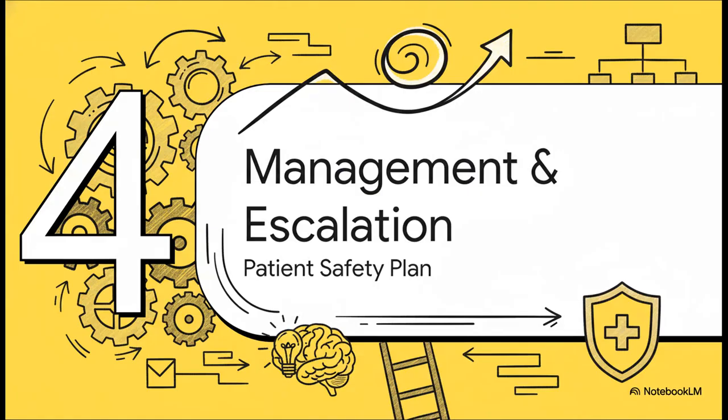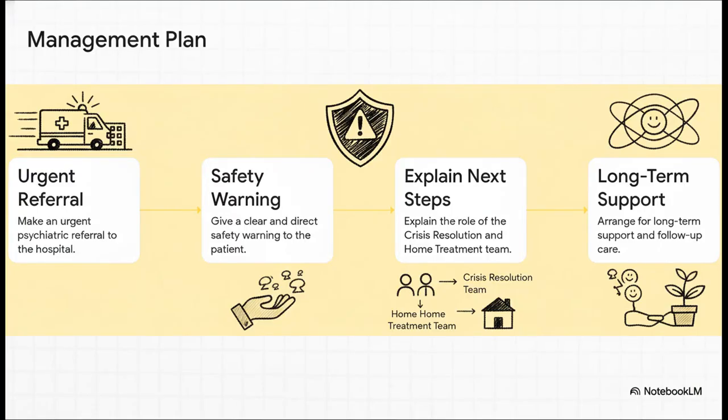That brings us to the most critical part of this whole station, your management and escalation plan. This is where you really show that you can act safely and decisively to protect your patient. Your plan needs to have 4 clear steps. Number 1, an urgent referral. Number 2, a very specific safety warning. 3, explaining what happens next with the crisis team. And 4, just touching on the long-term support picture.